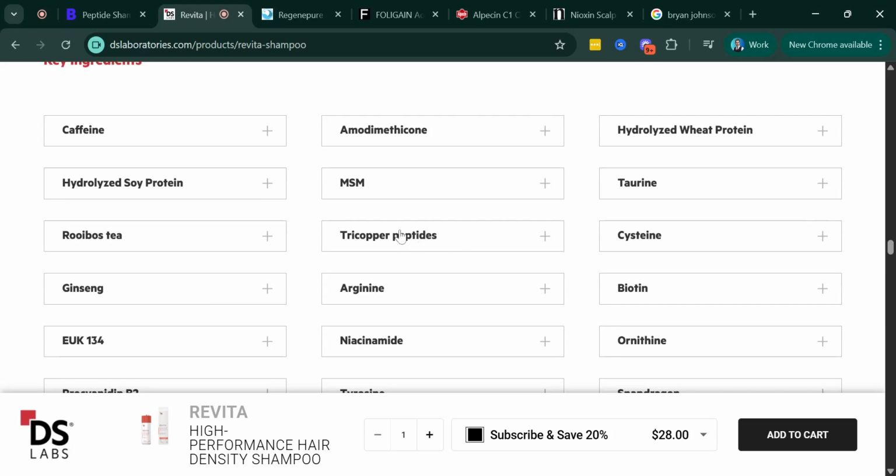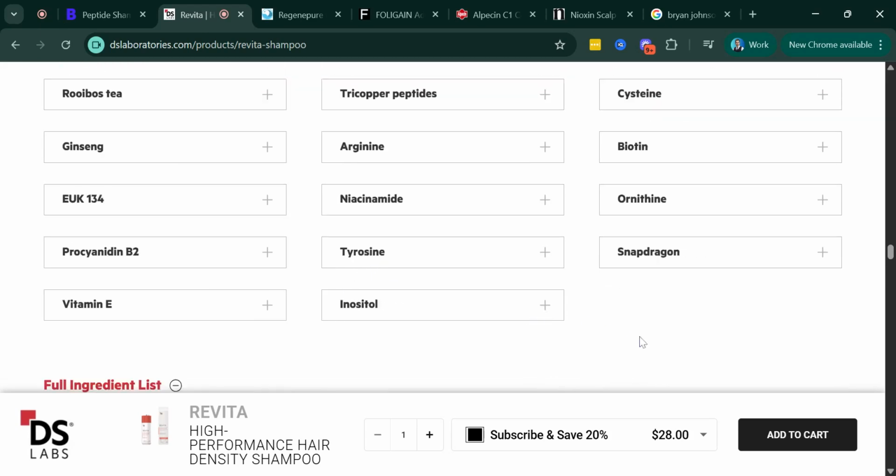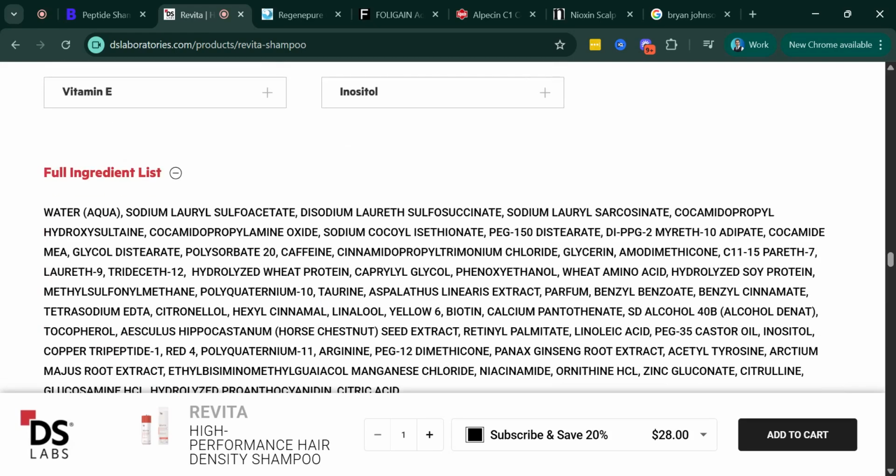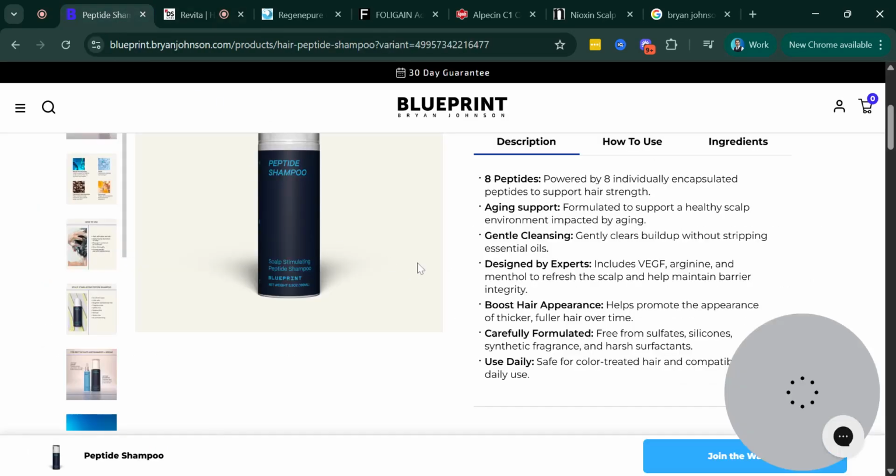And also, in terms of what you get from active ingredients, Revita also has caffeine. It also has a peptide complex in it, and it has arginine in it. It has multiple of those ingredients that are also found in the Bryan Johnson shampoo, but they also list all the inactive ingredients. And you can see that there are a lot of components that are used to keep the shampoo together, right? So this is another thing. That's why I would like to see what else it contains in the Bryan Johnson shampoo.